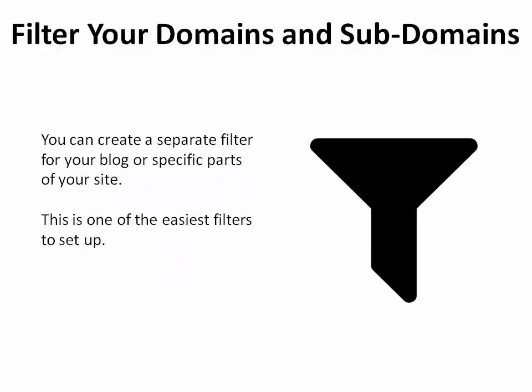Filter your subdomains and domains. Another filter that can be applied to your reports is subdomain and domain filtering. Use this option to create a separate filter for your blog or specific parts of your site. This is one of the easiest filters to set up.